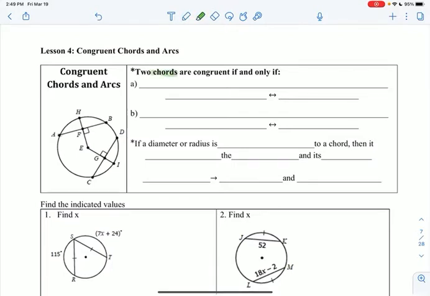So my chords are what I'm highlighting in green right here, AB and CD. They're congruent if their corresponding arcs are congruent. And I'll highlight those also. All right, so that's one way. Which are the arcs? I'll do the arcs in yellow. Okay, so there we go.